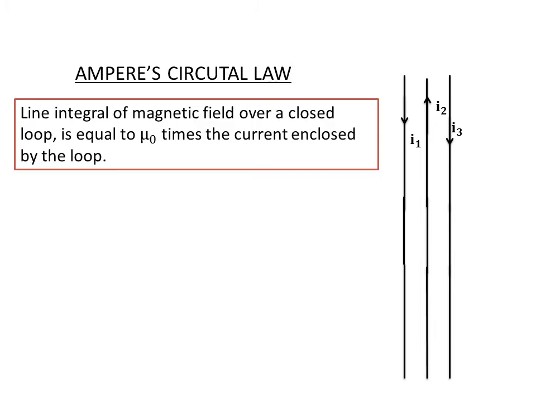Ampere's circuital law states that the line integral of magnetic field over a closed loop is equal to mu 0 times the current enclosed by the loop. Let us try to explain the law.